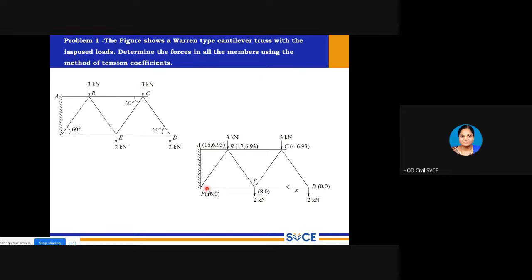Okay, now this is a cantilever truss, so no need to get the support reactions and all. So in order to proceed with this problem, which joint can we take first, if you want to analyze this truss problem using the method of tension coefficient? You have to identify a joint where you have a maximum of two unknowns, right? Dear participants, can you please respond? From which joint do we have to proceed first?